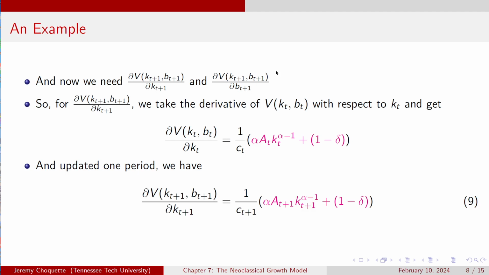So if you update this one period, you get your derivative of v with respect to kt plus 1 equals 1 over ct plus 1 times your marginal product of capital at t plus 1, less depreciation, and depreciation is constant. Cool. We've seen this, right? We saw this with the neoclassical growth model.